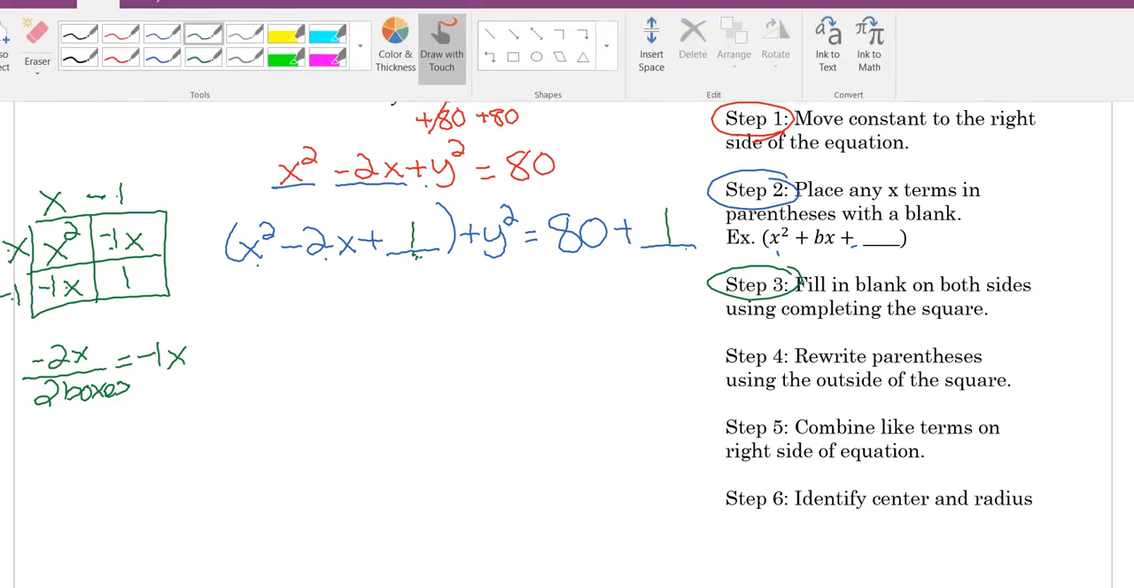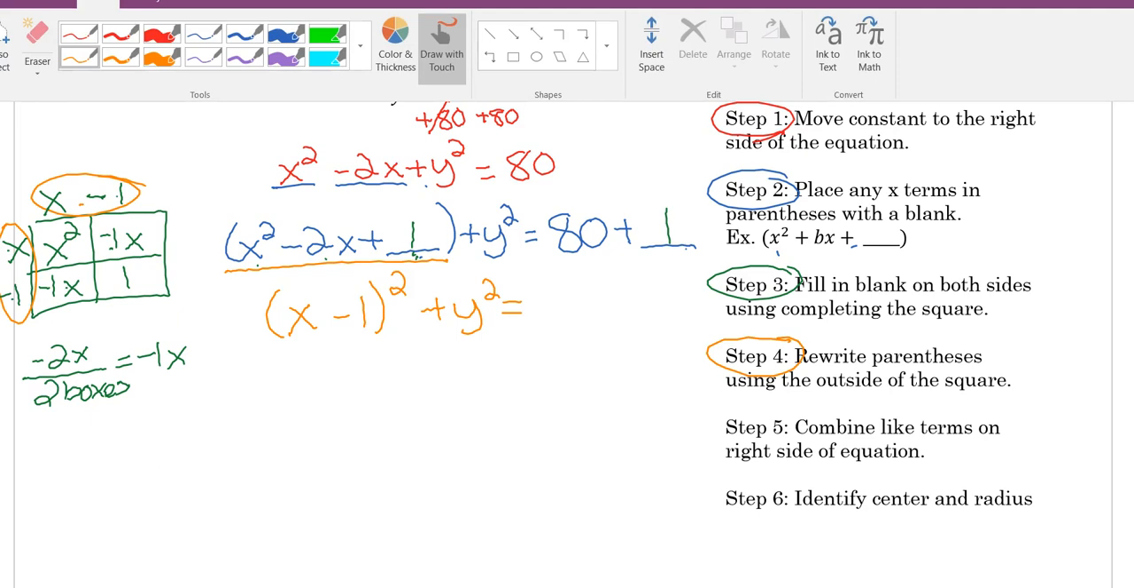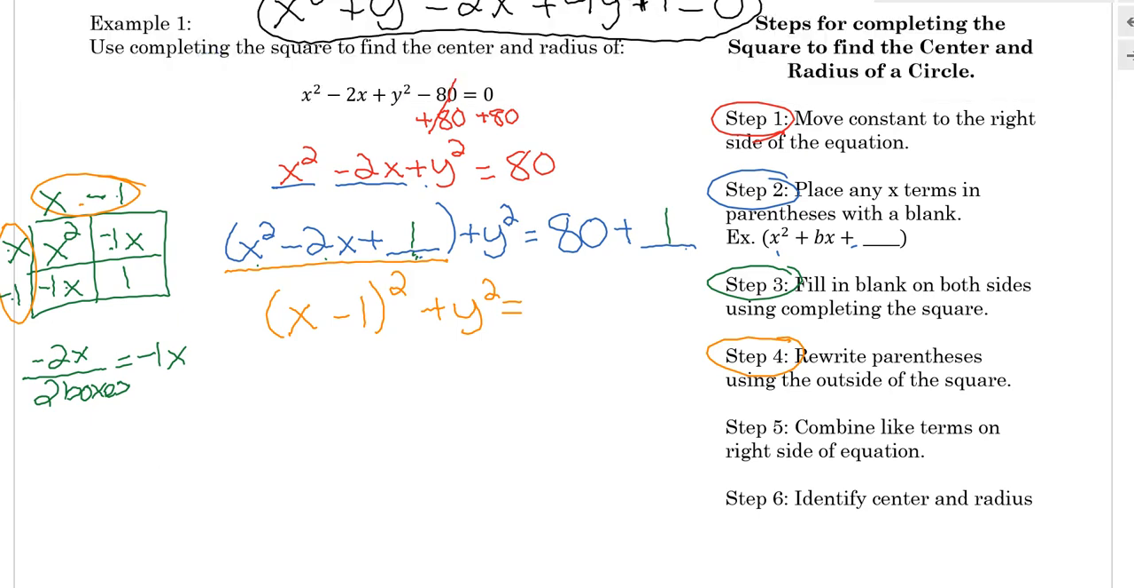Step 4. Let's use orange. Rewrite parentheses using the outside of the box. So this was my parentheses. This is the outside of my box. I have x minus 1 twice, right? It's x minus 1 squared plus y squared equals. On the other side, we're already going to be doing step 5, combine like terms on the right side of the equation. 80 plus 1 is 81.